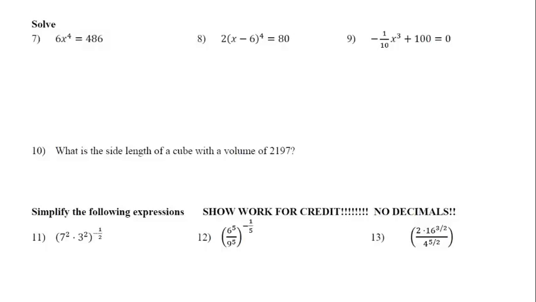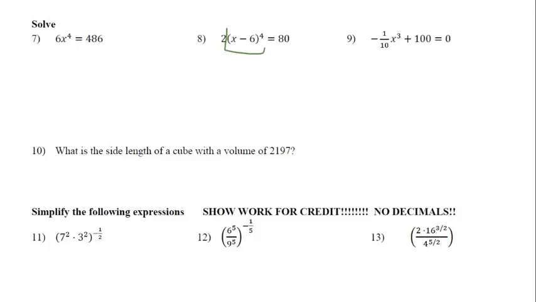Okay, this is still review 5-1. We're going to do problems 7 through 10 real quick. Basically, think of these as just solving for x. Forget the fact that there's a fourth here. Forget the fact that there's a 3 here. Just start off by solving for x. We'll take care of the exponent as the last thing we'll do, except in this case.